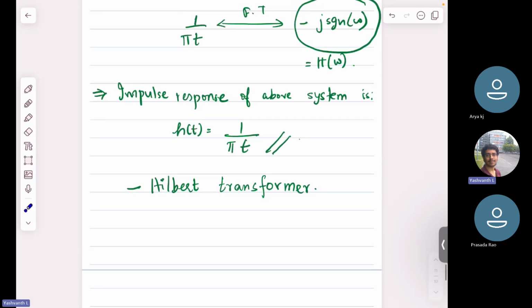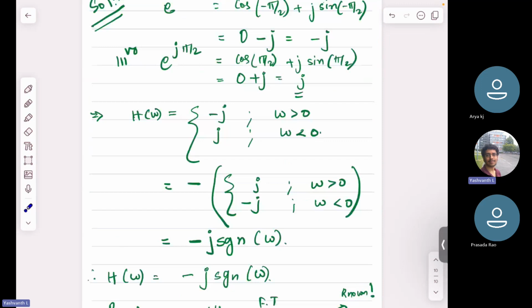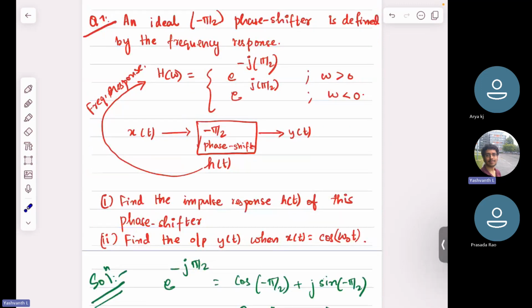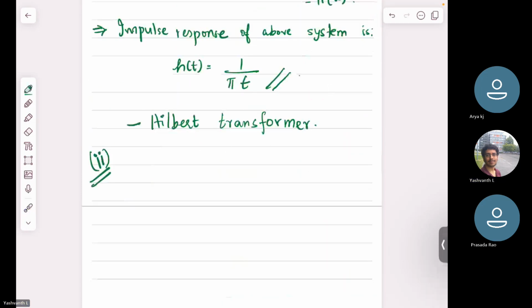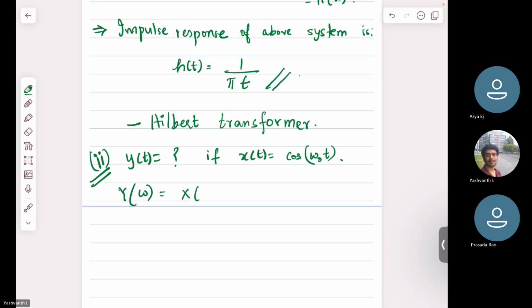Now this is about the first part: find the impulse response h of t. The second part is to find the output y of t when x of t is equal to cos omega naught t. So this is simple. y of t is equal to what if x of t is equal to cos omega naught t? Now we will go by the frequency domain approach. That is, y of omega is equal to x of omega into h of omega.